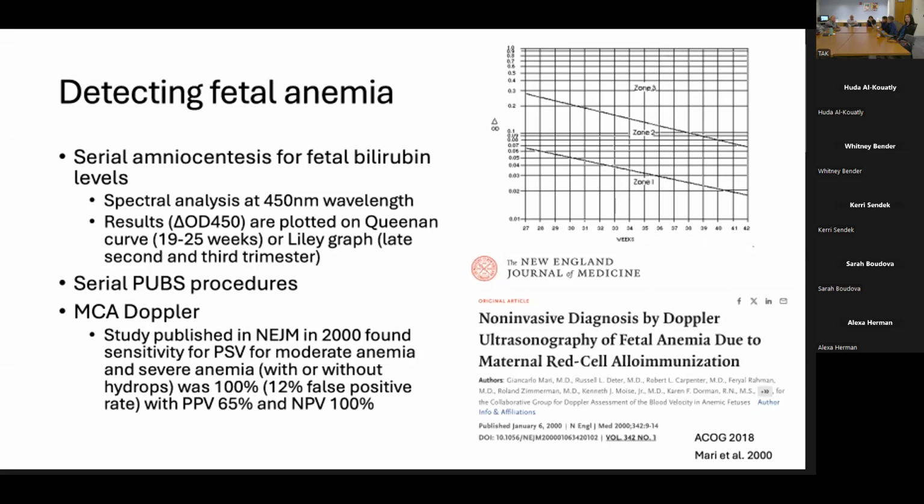Then there's the option of serial PUBS. Obviously, there's risk to that, but that's another way that you could monitor fetal red blood cell levels. And thankfully now we have MCA Dopplers. So a study published in the New England Journal of Medicine in 2000 found sensitivity for MCA PSV for moderate and severe anemia, with or without hydrops, to be 100%. There was a 12% false positive rate with a positive predictive value of 65% and a negative predictive value, importantly, of 100%.